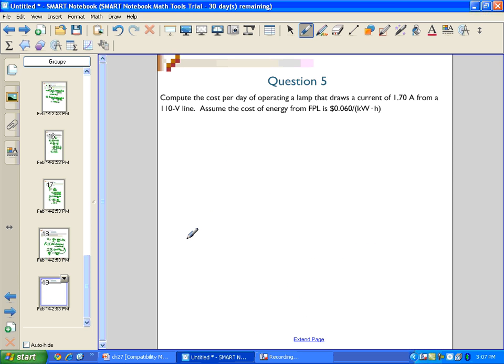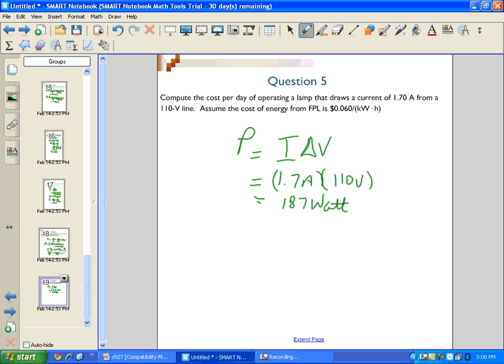Next question. Question 5 tells us to compute the cost per day, or for one day, to operate a lamp that draws a current of 1.7 amps from a 110 volt source. And we're told that the cost of energy is 6 cents for every kilowatt hour used. Well, the first thing we better find out is what the power rating is for this lamp. I times delta V. We have 1.7 amps times 110 volts. Well, this gives us 187 watts for the lamp. And of course, we want to write this as 0.187 kilowatts.